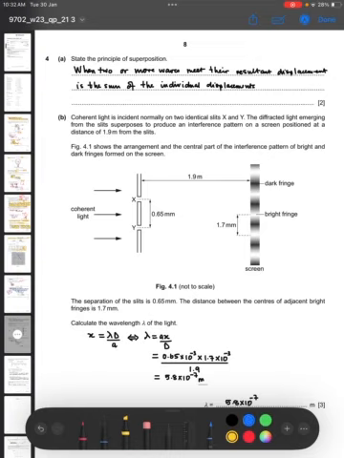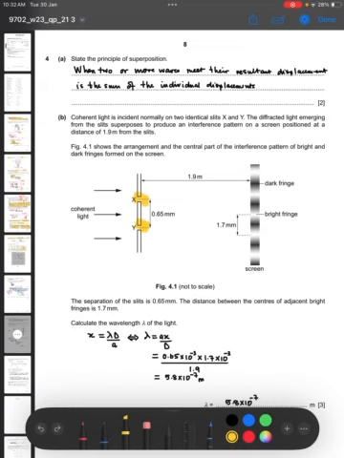Then B. Coherent light is incident normally on two identical slits. So look at the two slits, this slit and this slit. There is light which is coherent, which is coming. It's incident normally, meaning that it is coming like this and the slits are like that. So there is 90 degrees between the two. It's incident normally on two identical slits, X and Y. The diffracted light emerging from the slits superposes to produce an interference pattern.